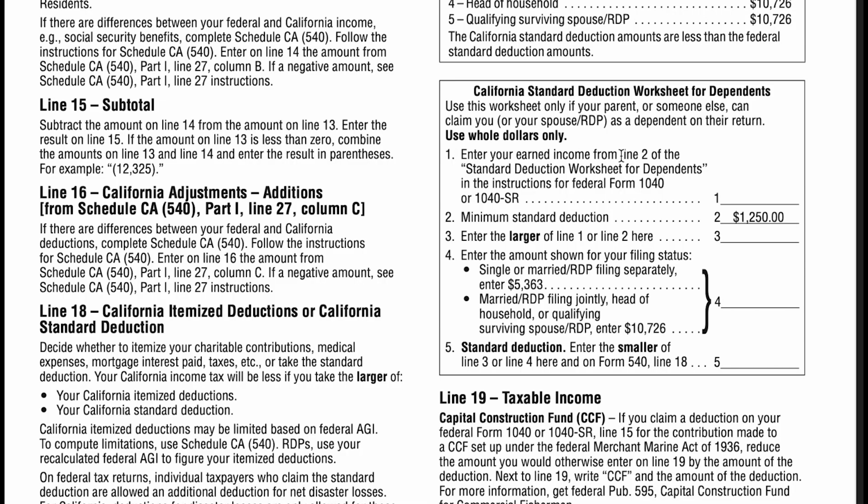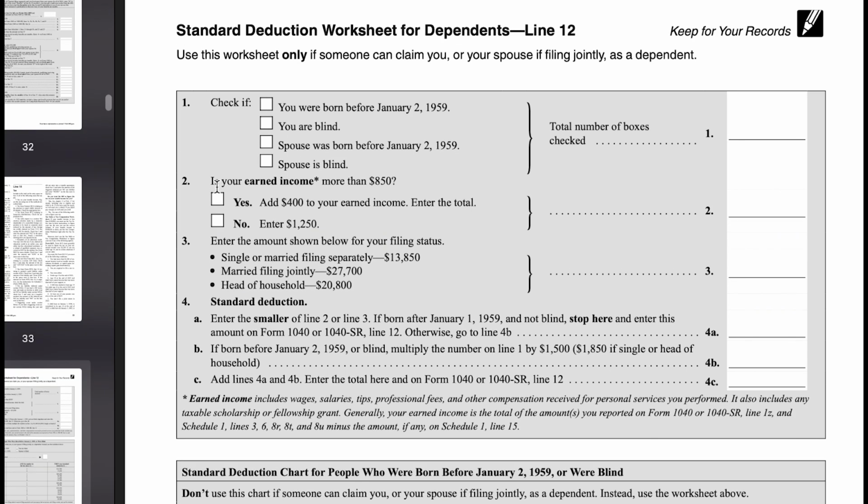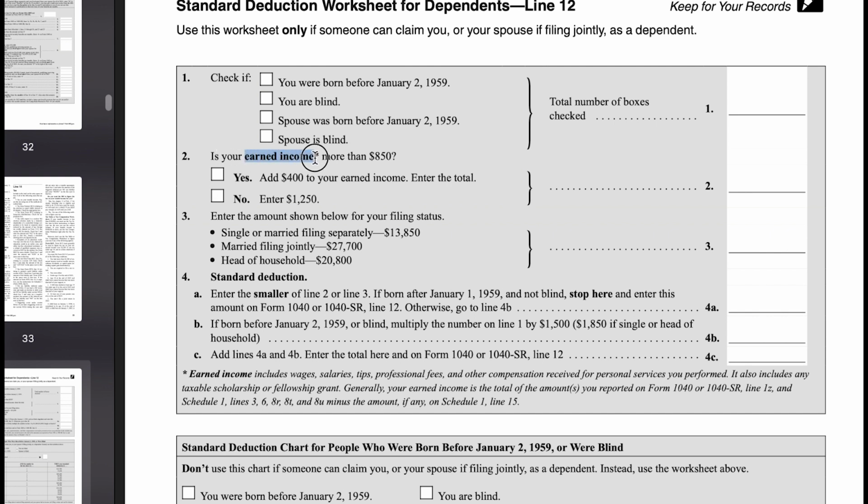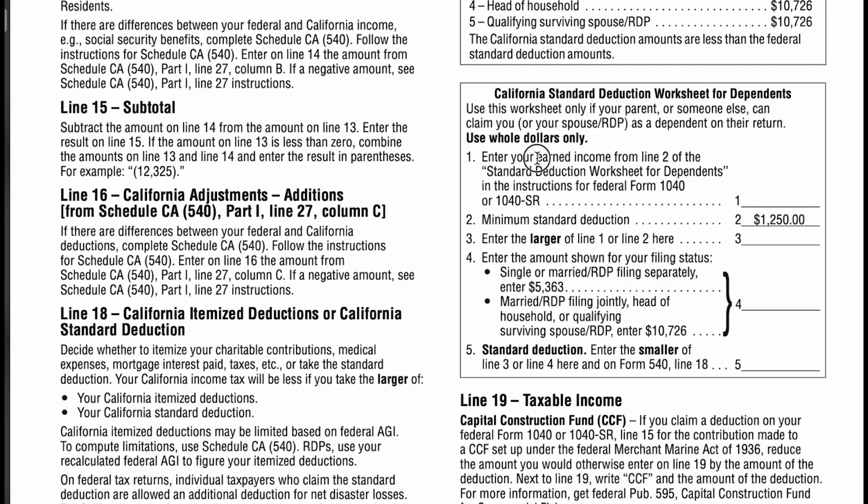So now we move back to the 540, the state of California form. And this is when it just confounded me. And then I had to email the course. And then they couldn't really explain it to me well. Anyways, I'm getting ahead of myself. Let's watch. Enter your earned income from line 2 of the standard deduction worksheet for dependents. So enter your earned income from line 2. Let's go back here, okay? So we already know his earned income is $1,300, right, from the wages. So are they asking the earned income plus 400? Or are they asking the earned income from line 2? You see how this could be interpreted?